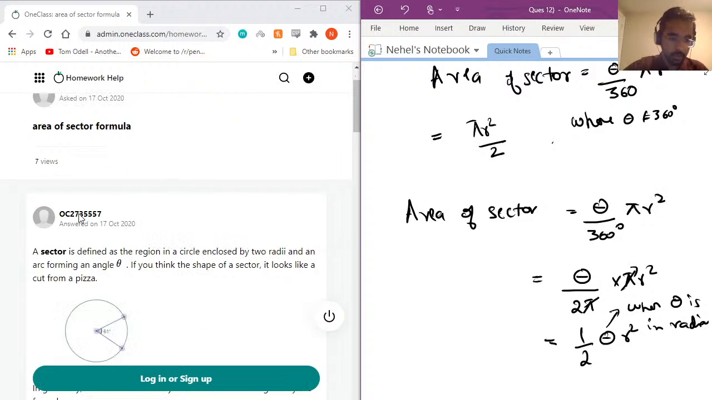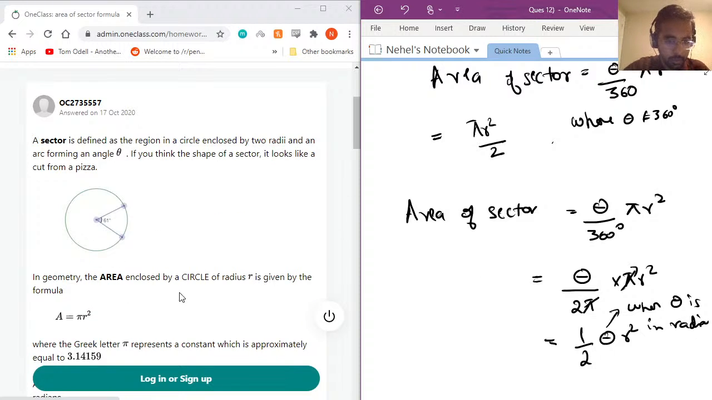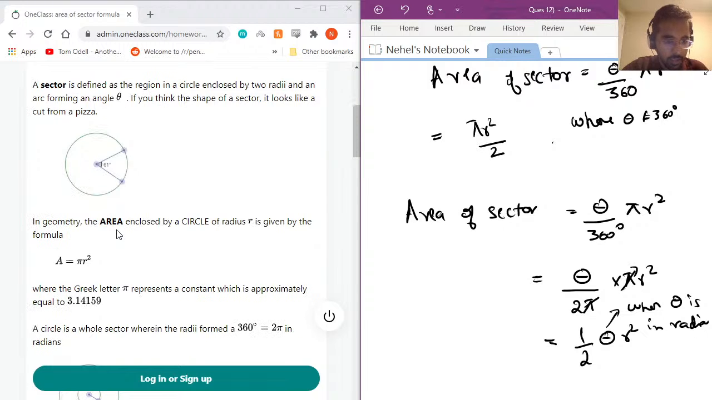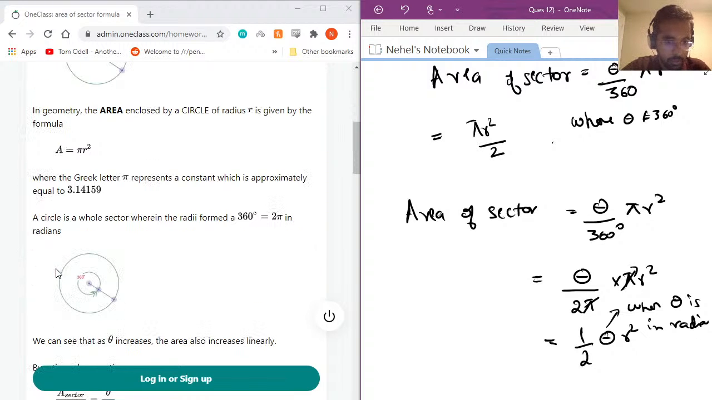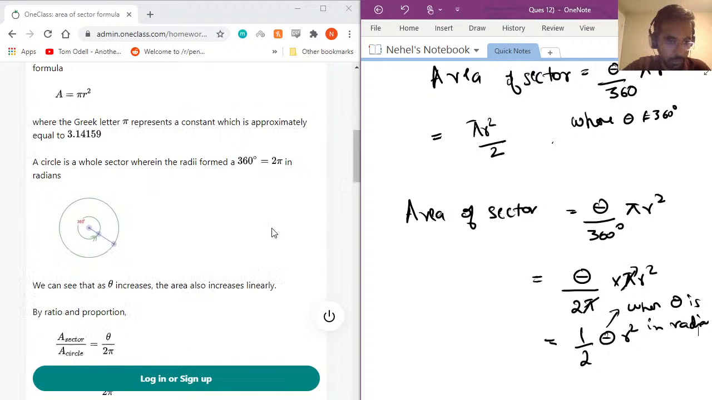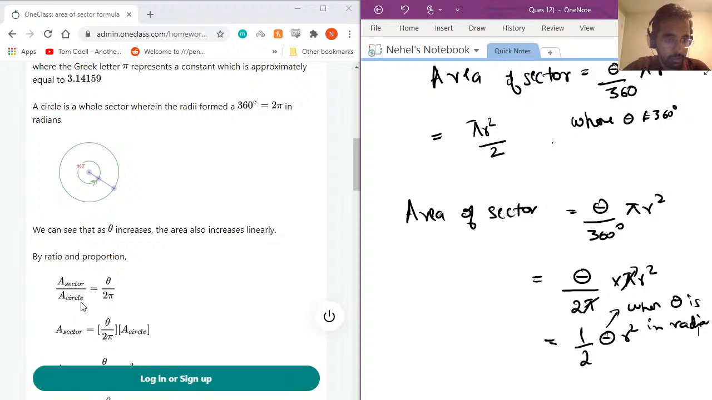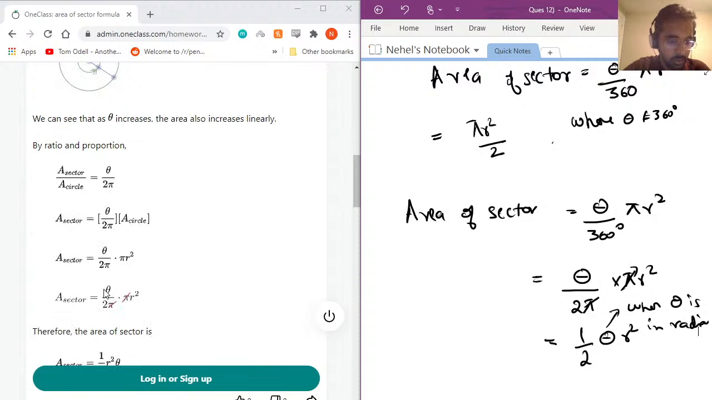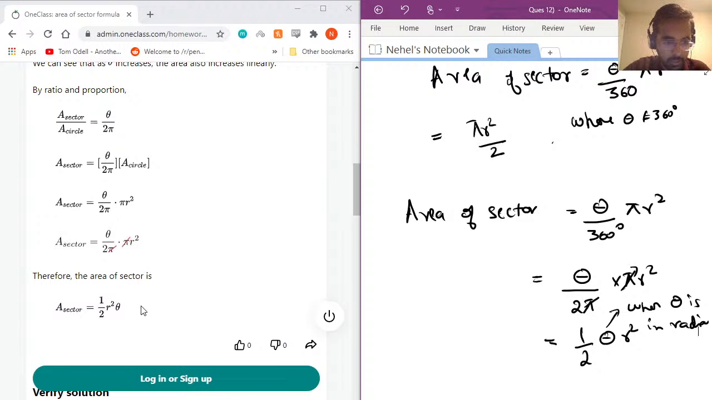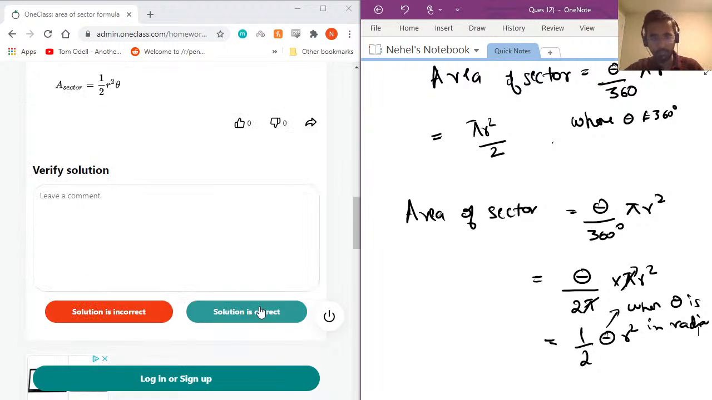Okay, let's quickly verify this. Area enclosed by a circle of given r, A is equal to pi r square, and then 360 degrees equal to 2 pi. So if we take the ratio, which is also correct, we get area of a sector equals to pi r square theta. So that's perfect.